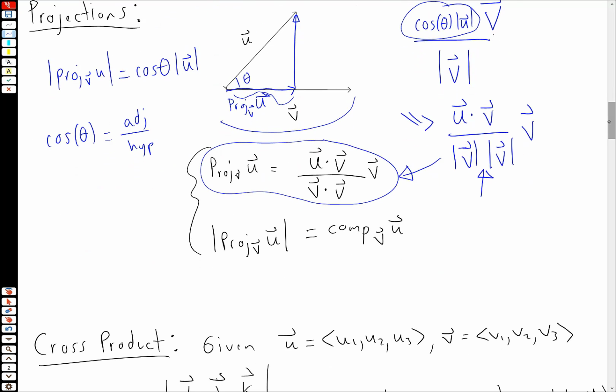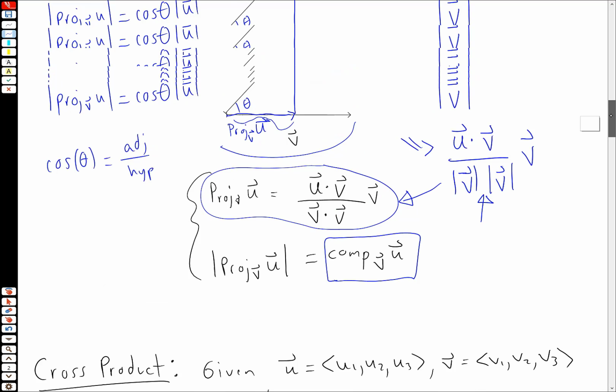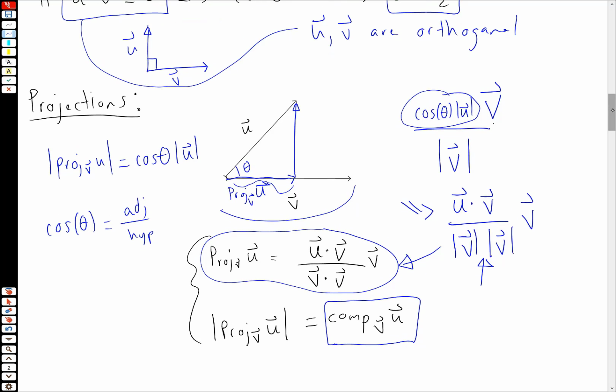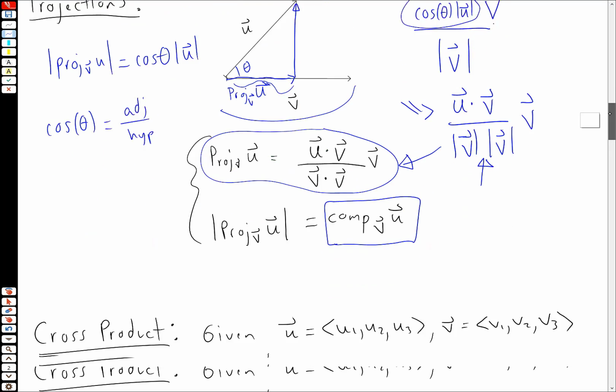So that's what we call the projection, or the shadow of u on v. Another thing your book defines is comp u on v. That's just the length of the projection. But in any case, here's another geometrical result of the dot product. It allows us to project vectors onto others, or calculate the shadow of a vector on another vector.